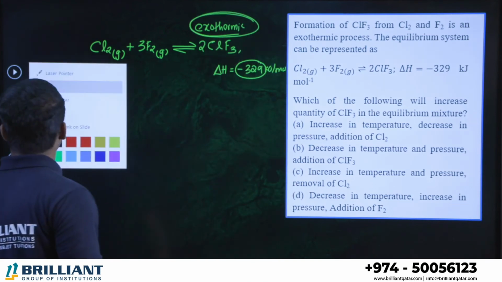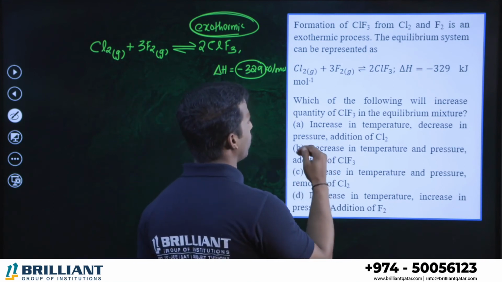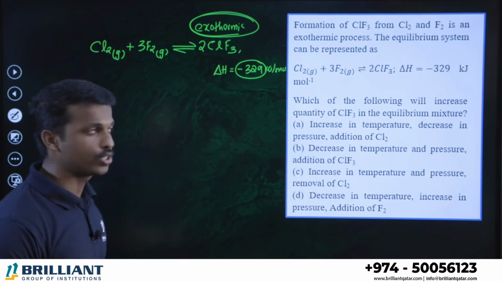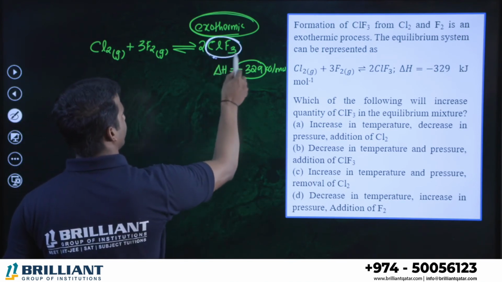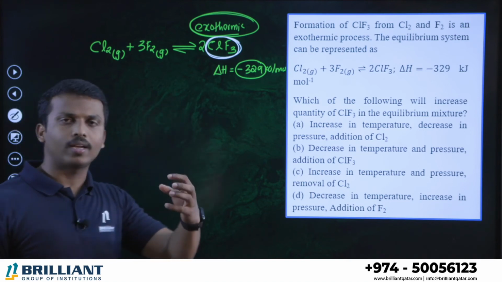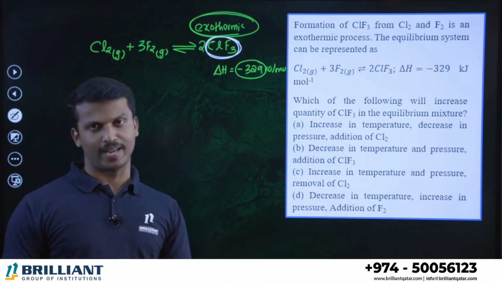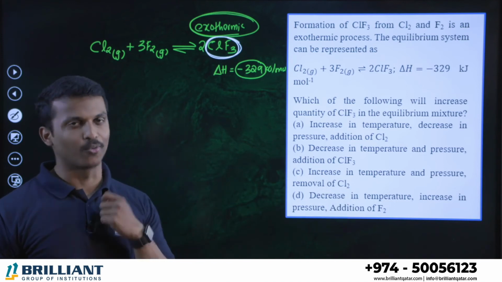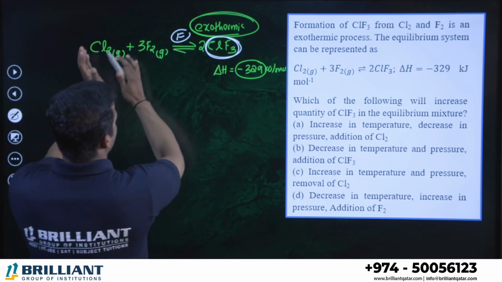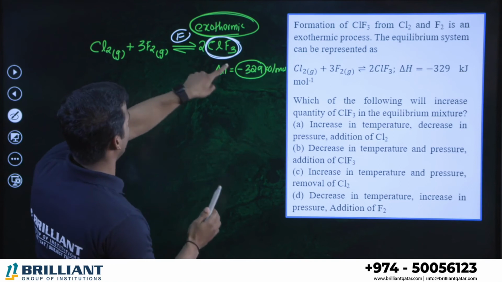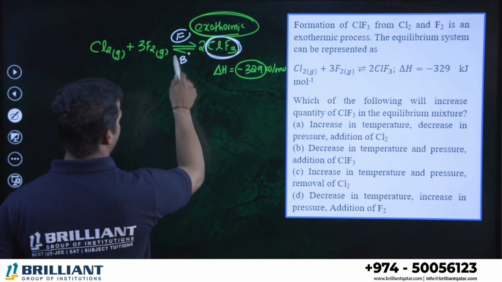Alright. Now the question, which of the following can increase the quantity of ClF3 in the equilibrium? What's the question? Through which of the changes you can increase the concentration of ClF3? Dear student, if you want to get more amount of ClF3, whether you need forward or backward reaction, tell me. I think forward, because chlorine and fluorine combining, you're getting ClF3. That is called forward reaction. ClF3 decompose, you will get chlorine and fluorine. That is called what? Backward.